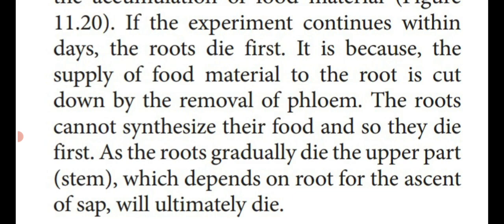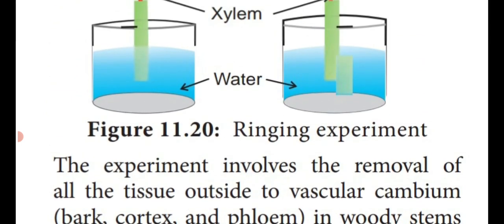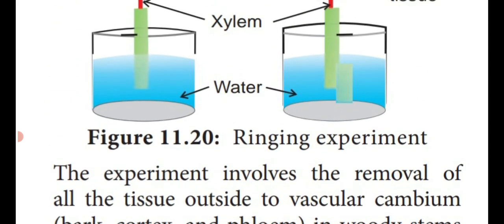Gradually, the upper part, the stem, also dies, because the stem depends on the root region for the absorption of water and mineral salts, that is, transport of water and mineral salts through xylem elements, the ascent of sap process. So, followed by the root, the stem also ultimately dies. So this experiment proves that xylem tissue alone conducts water and mineral salts, and phloem tissue alone conducts the food material prepared in the leafy region to different parts of a plant body.